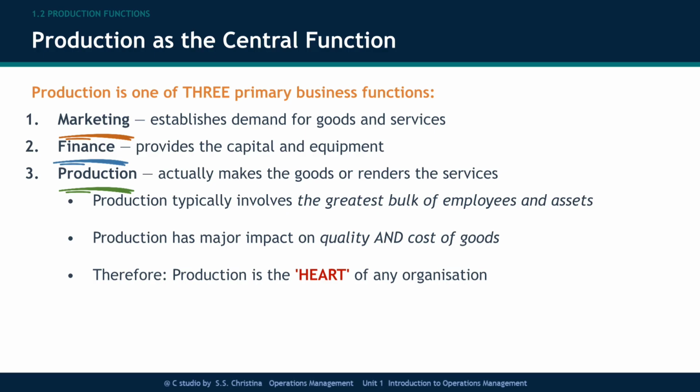A weak production function means poor quality, high costs, missed delivery dates, and eventually unhappy customers and shrinking revenues. So when a CEO wants to improve competitiveness, the production function is almost always at the center of the solution. Now let's look at what production management actually does day to day.